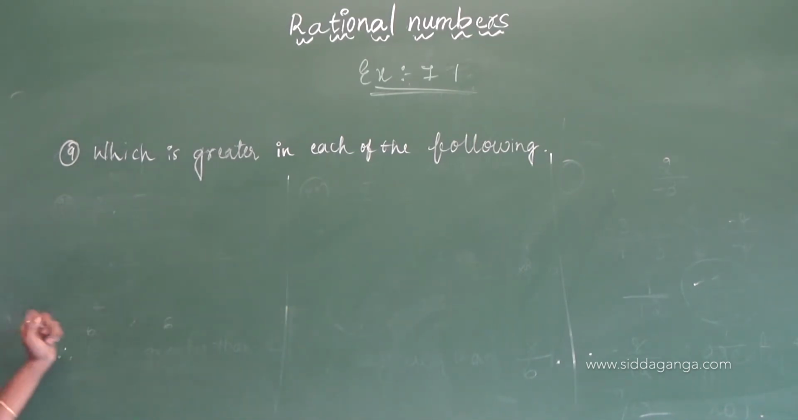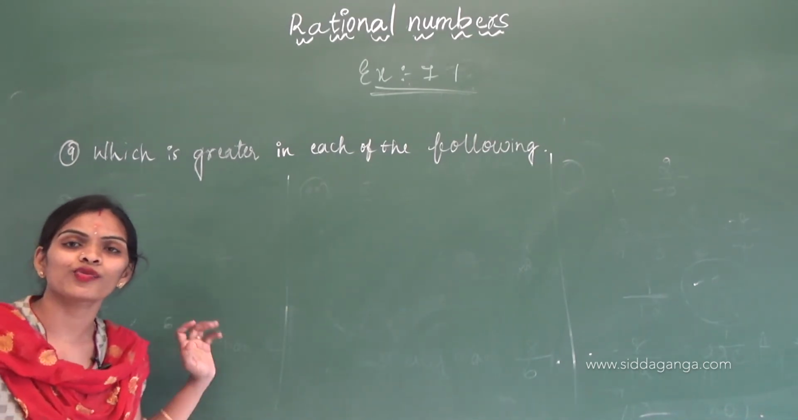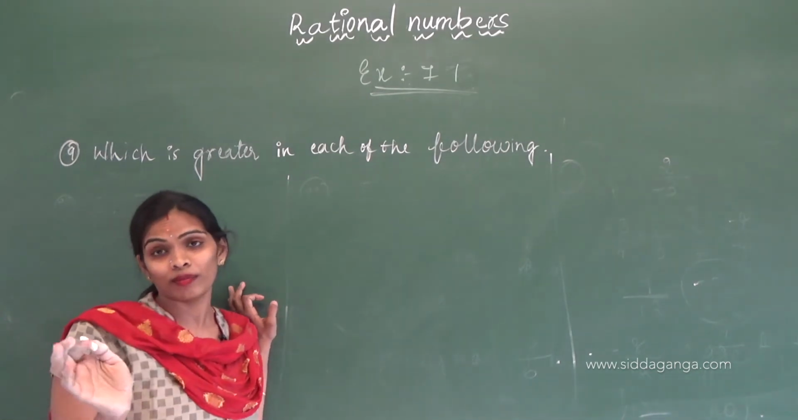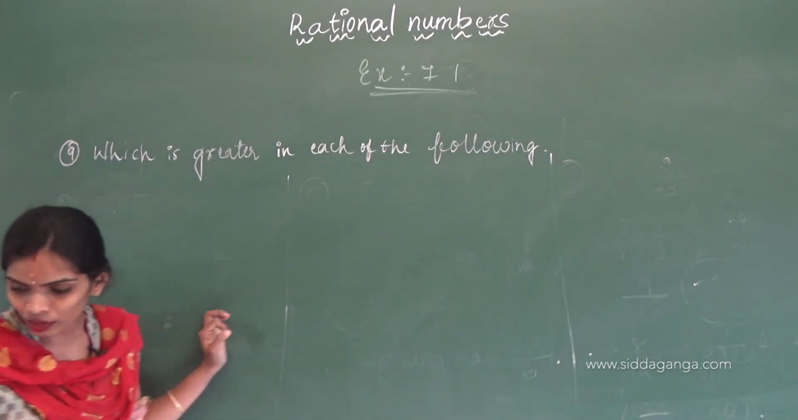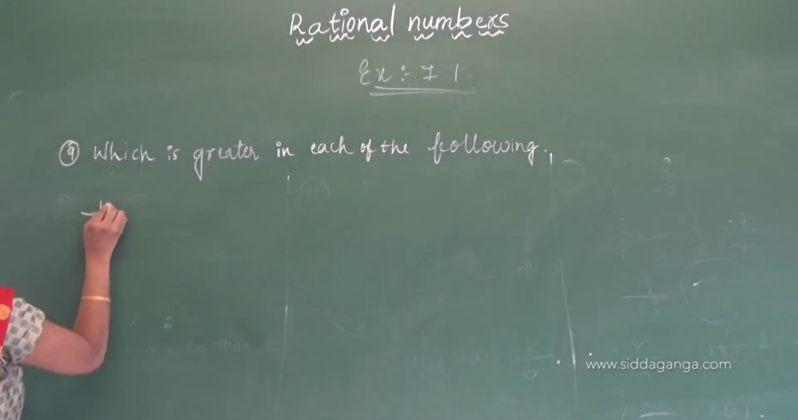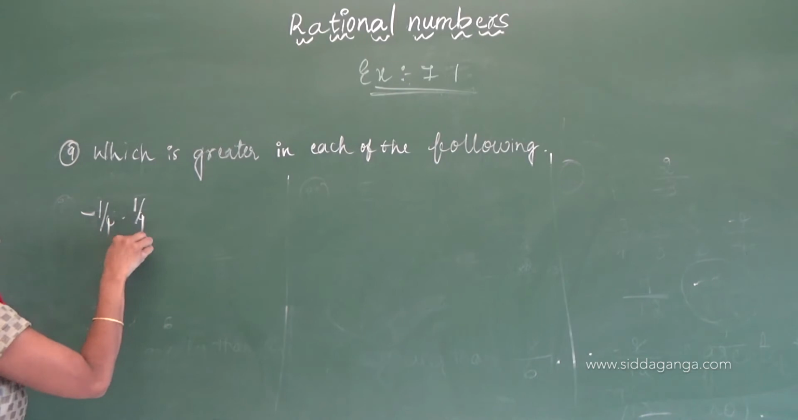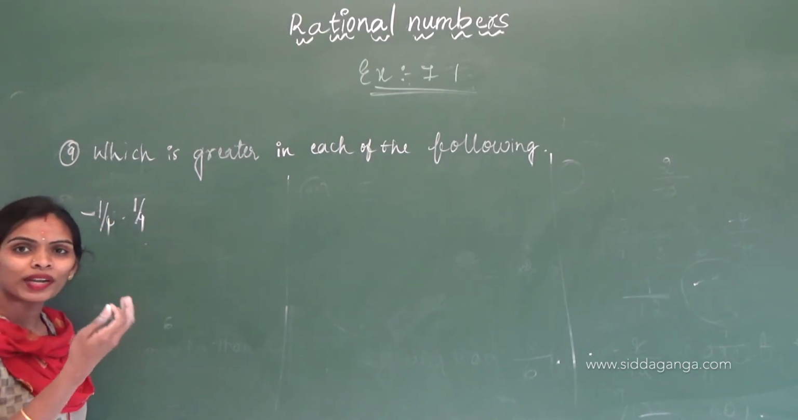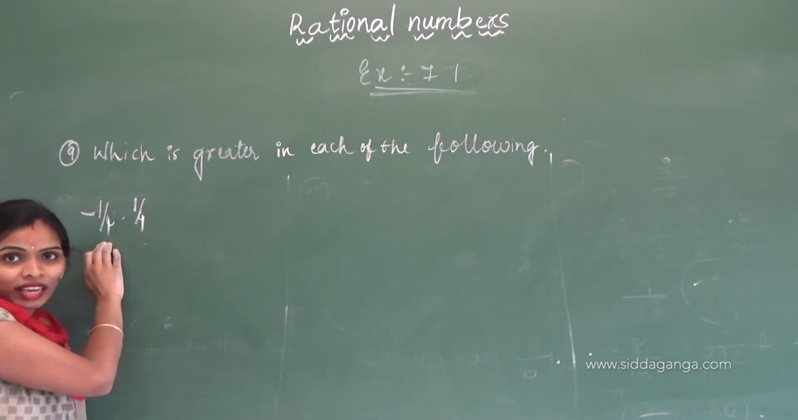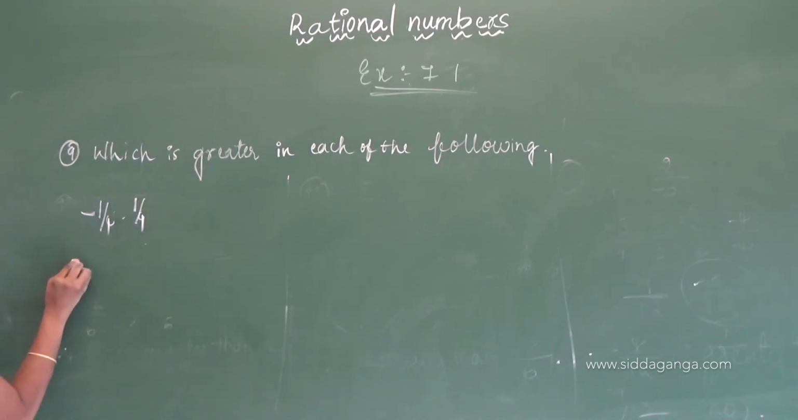When you are comparing anything, we just have to equate the two rational numbers and then compare. Minus 1 by 4, 1 by 4. By seeing this one, these two are the same numbers, but one is having negativity. That's why we can tell.